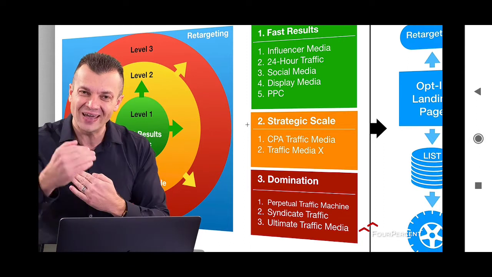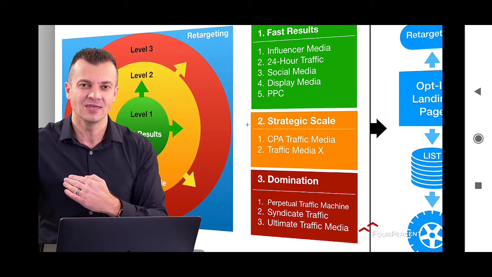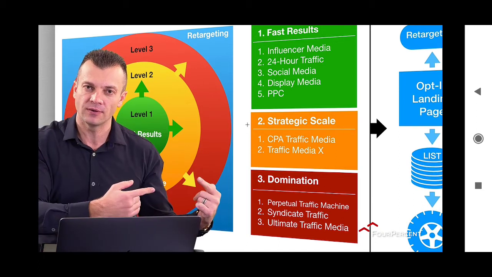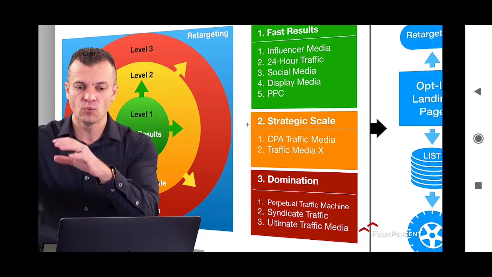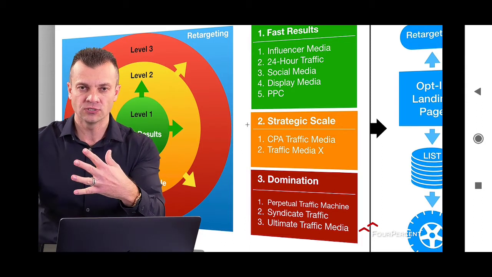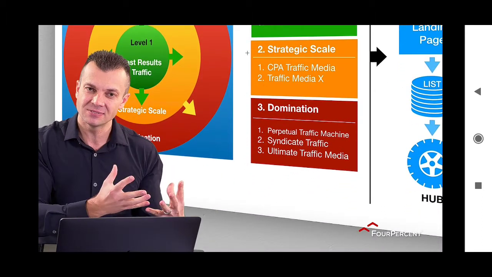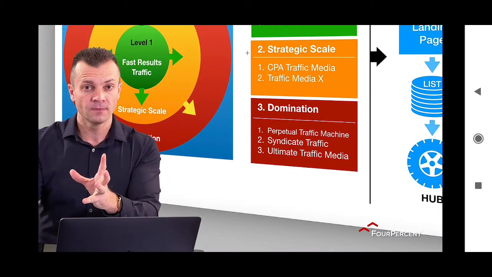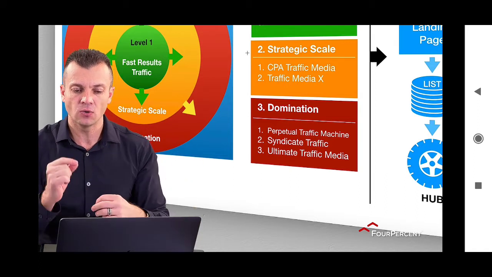We want to go faster, we want to get more traffic, but we don't want to work as hard as we did on day one. Okay, so we create a system around it. So when we're talking about domination, provided level 1 and level 2 work and we're happy with the results, we go to domination, and this is where we create systems around what's already working, right? Perpetual traffic machine, syndicate traffic, ultimate traffic media.